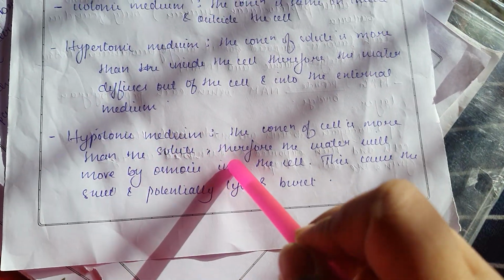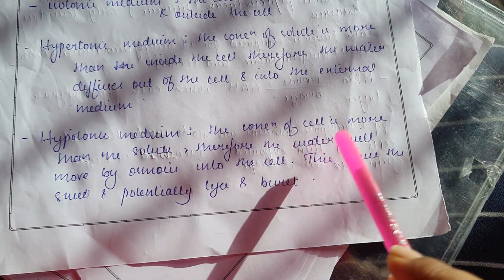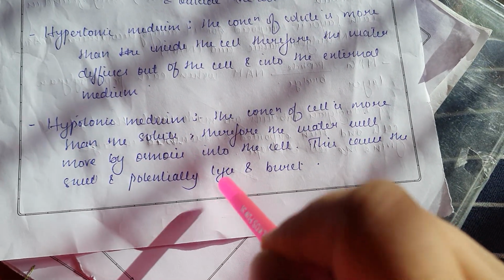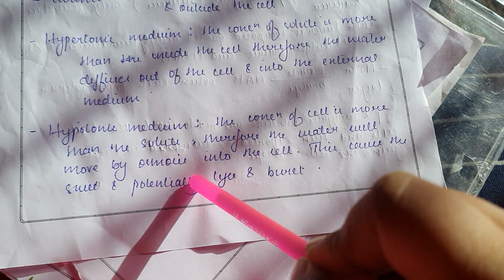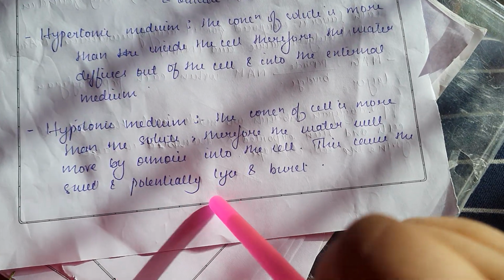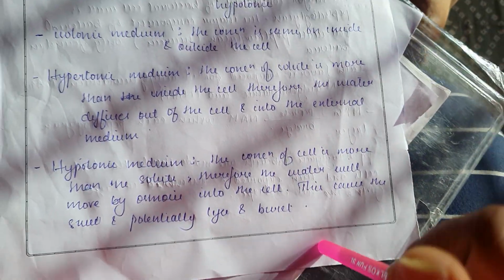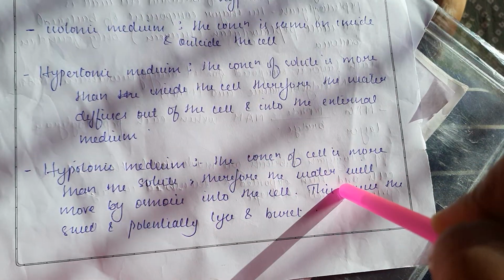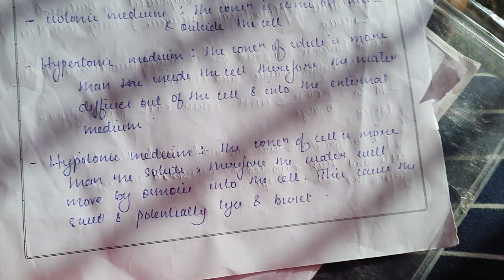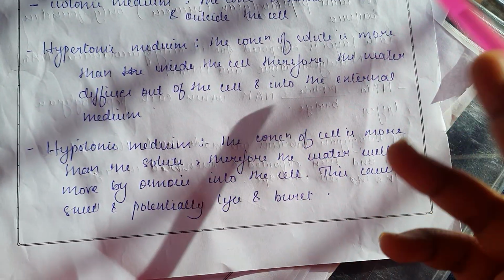Now, hypotonic medium. Hypotonic means, as you know, hyper means higher, hypo means less. The concentration of the cell is more than the solute. Therefore, the water will move by osmosis into the cell. This causes the cell to swell and potentially lyse and burst. Okay, so as you know, this sentence is really very confusing. It was also confusing to me at the beginning. We can also write that the concentration of the solute is less than the concentration of the cell, but here they have it the opposite, right? You can write it, no problem, because it is the same.